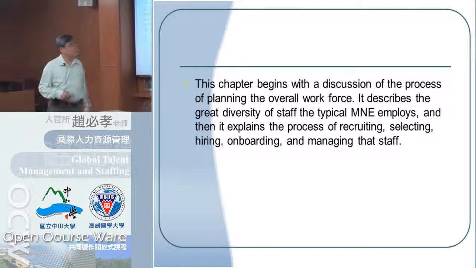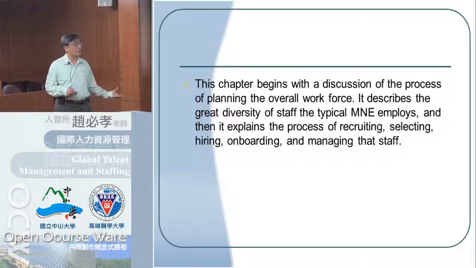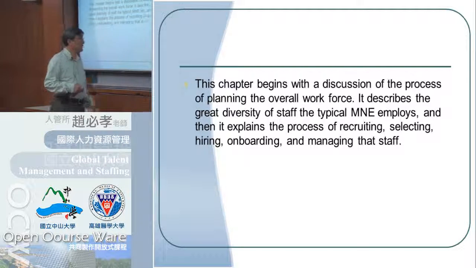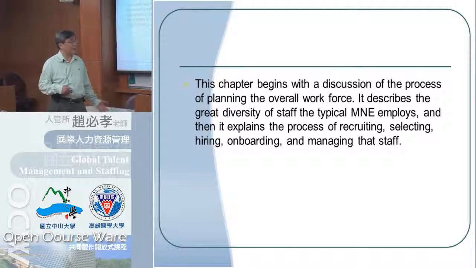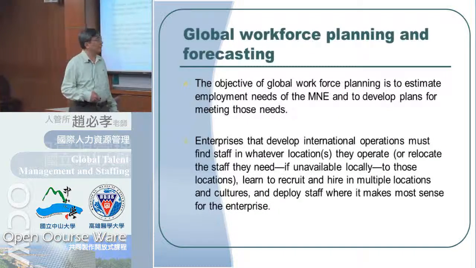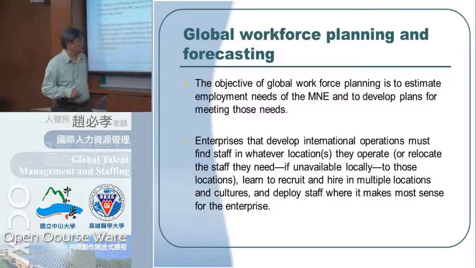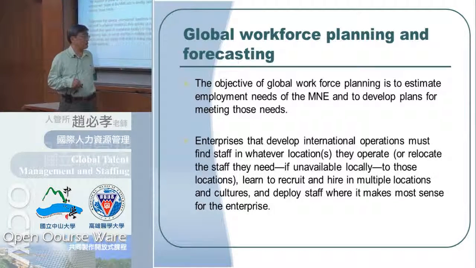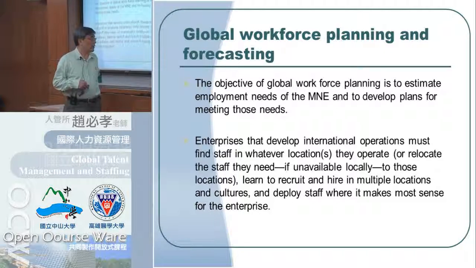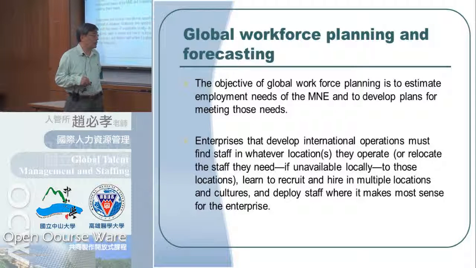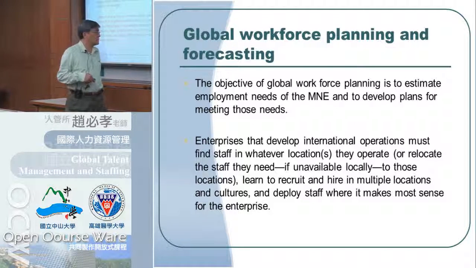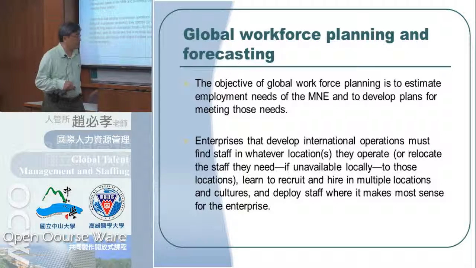So this chapter will begin with the discussion of the process of planning our workforce and describe the great diversity of the staff, employees, and then explain the process of recruiting, selecting, hiring, onboarding, and managing the staff. So, we should know that enterprises that develop international operations must find staff in whatever location they operate, or relocate the staff they need that is unavailable locally to those locations. Learn to recruit and hire in multiple locations and cultures, and deploy staff where it makes most sense for the enterprise.